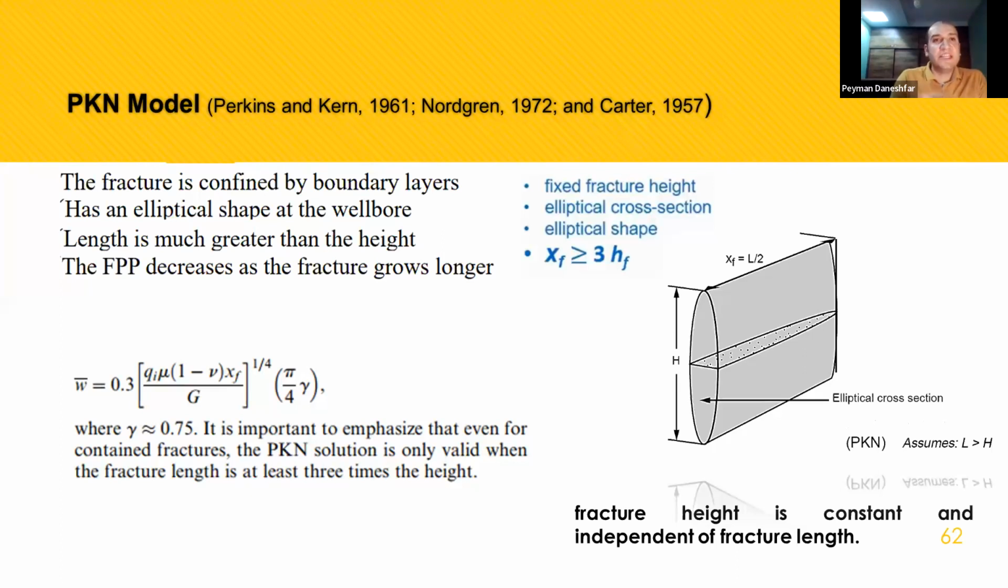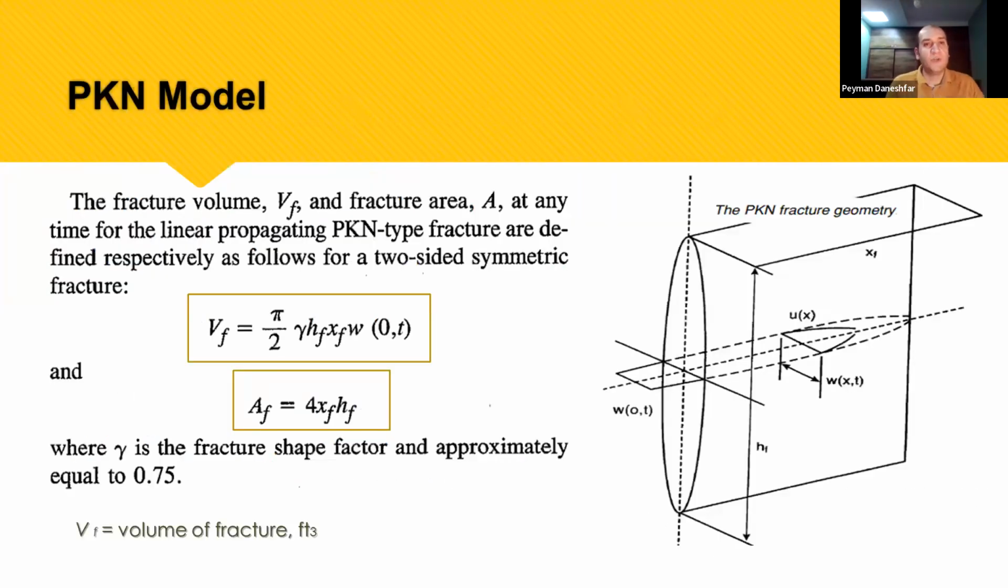Gamma here is just a difference between the PKN and the KGD, because gamma is the fracture shape factor, approximately 0.75. In the PKN model, as I told before, our fracture volume and fracture area formulas will be different, and you should always consider these two formulas.